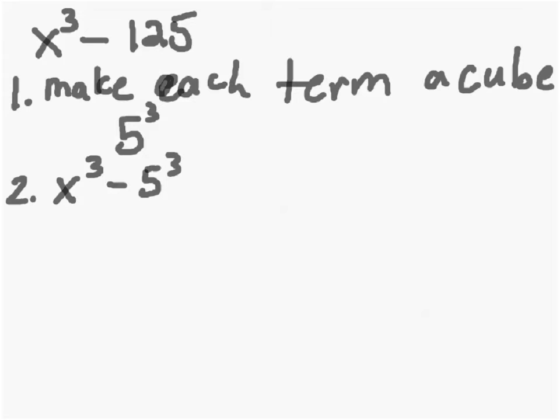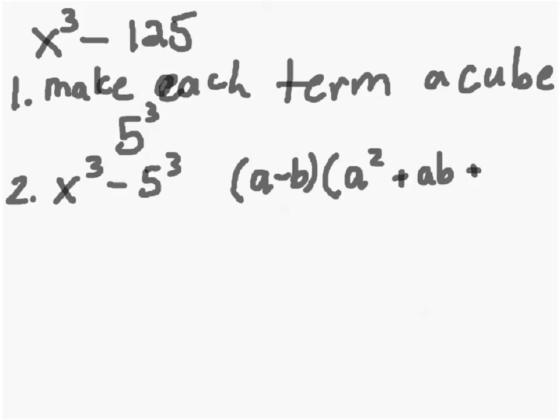Okay, so then this is when you get your form. This is the general case, they call it. And in most instances, this little form will work. And for our purposes, it will work. So x cubed minus 5 cubed. And the formula is open a minus b close, open a squared plus ab plus b squared. Okay, so that's the form.